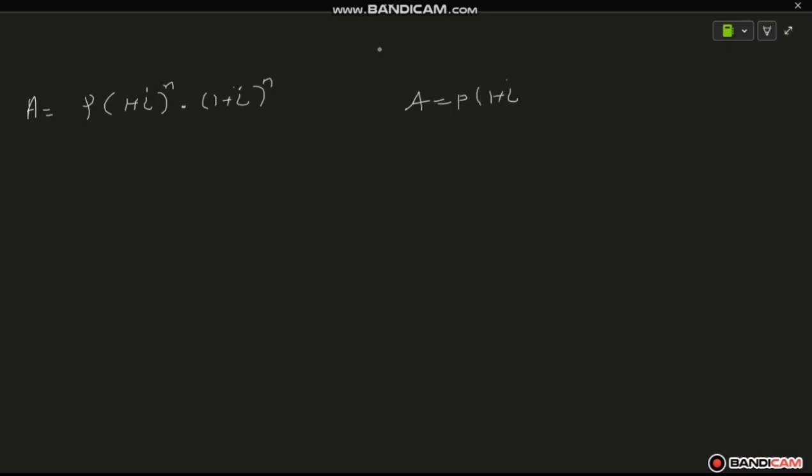One plus interest rate to the power n, then we plus 1 plus interest rate to the power n, then maybe the third one, A equals P(1 plus interest rate)^n plus (1 plus interest rate)^n. Then let's subtract the brackets (1 plus i)^n, plus i to the power n. Then the last one.